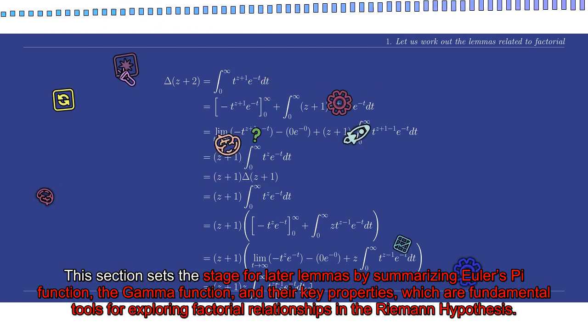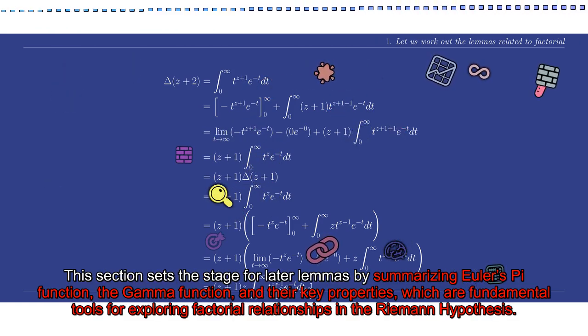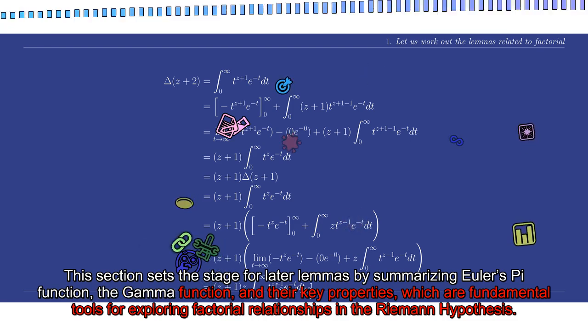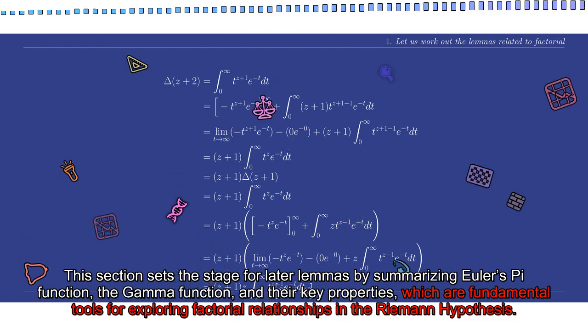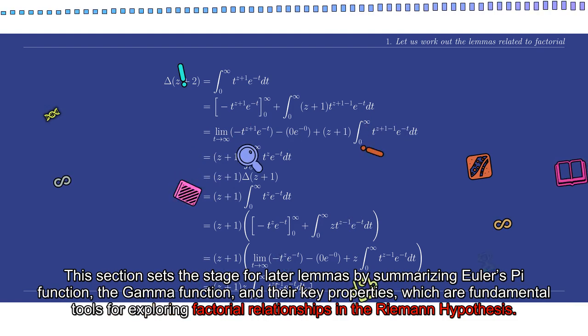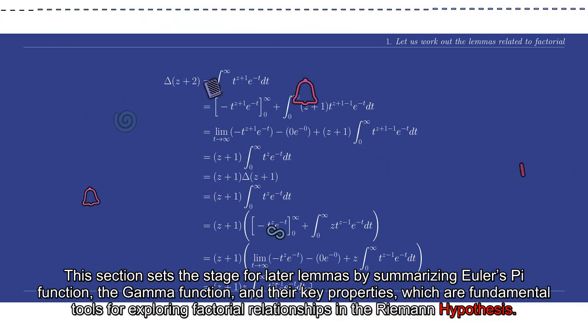This section sets the stage for later lemmas by summarizing Euler's pi function, the gamma function, and their key properties, which are fundamental tools for exploring factorial relationships in the Riemann hypothesis.